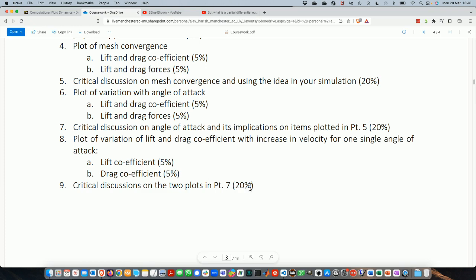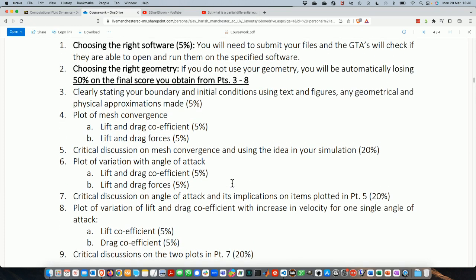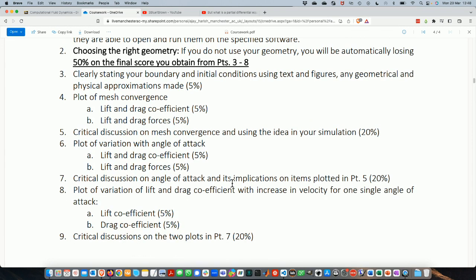Right? And then again, critical discussion, so that's 20%. So you see, the critical discussion is about 60 points worth. And choosing the right software gives you 5 points, that's 65. So the rest of the 35 is essentially used for your plots and stating your assumptions. Again, clearly, stating your assumption is 5 points. So just put a picture in there and you're done. You don't really have to go to Photoshop or Inkscape or anything to draw it artsy. Just put a hand picture. I'm happy with it.